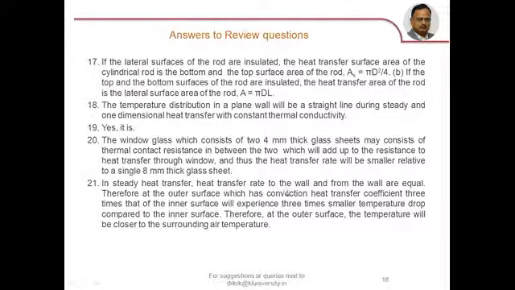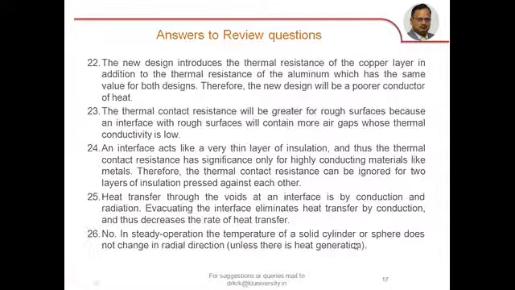In a steady heat transfer process, the heat transfer rate to the wall and from the wall are equal. Therefore, the outer surface, which has a convective transfer coefficient 3 times that of the inner surface, will experience 3 times smaller temperature drop. If convective transfer coefficient is infinity, the temperature difference between surface and surroundings is 0. Heat transfer coefficient is 3 times more, the temperature difference will be 3 times less.